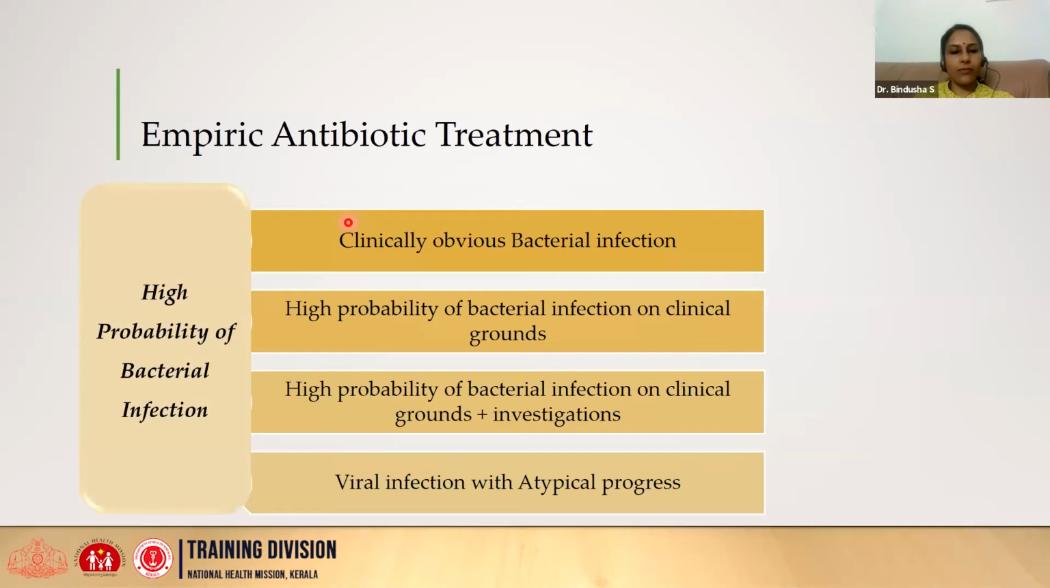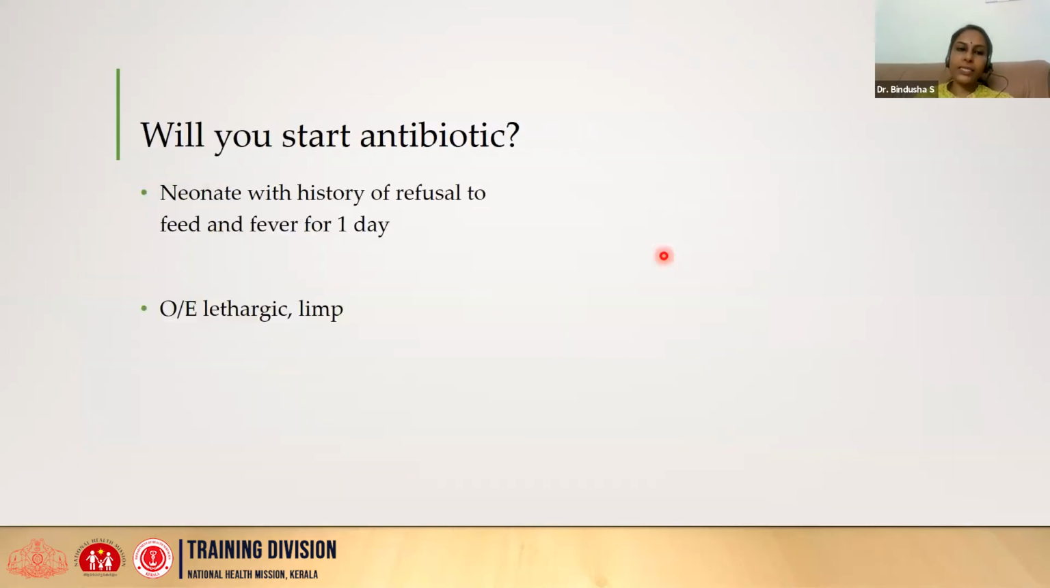As we said, the first group was clinically obvious bacterial infection as in the case of acute invasive diarrhea or acute lymphadenitis; then high probability of bacterial infection as in the case of enteric fever, or even the investigation showing bacterial infection in the case of UTI; and viral infection with a typical progress. In all those conditions, we need to start on antibiotic because there is high probability of bacterial infection in these patients.